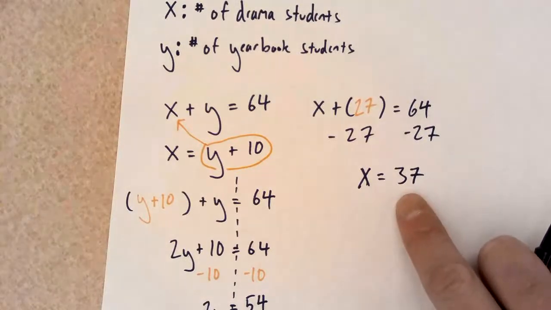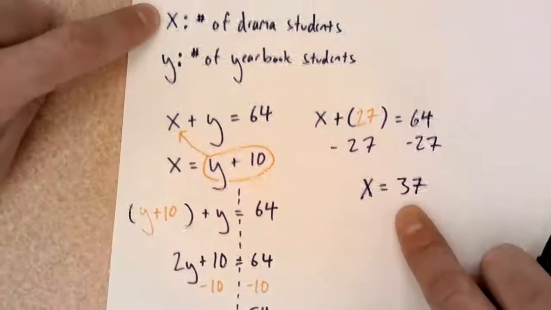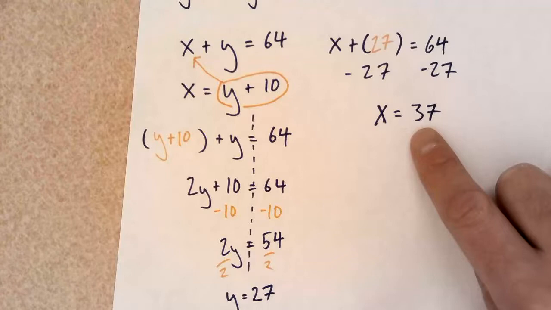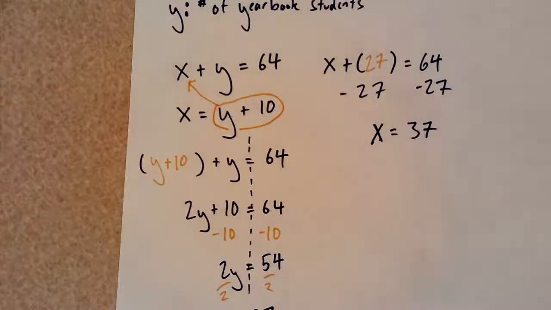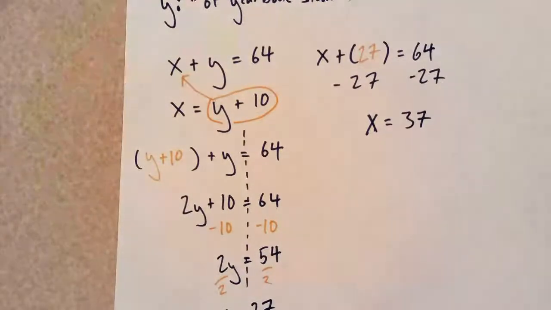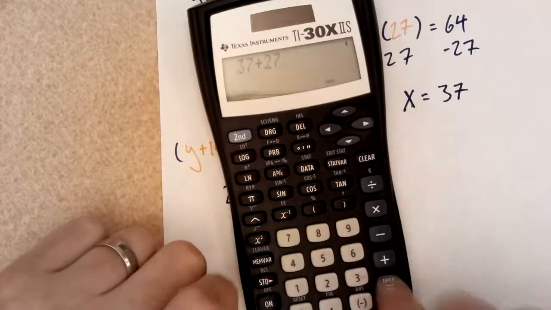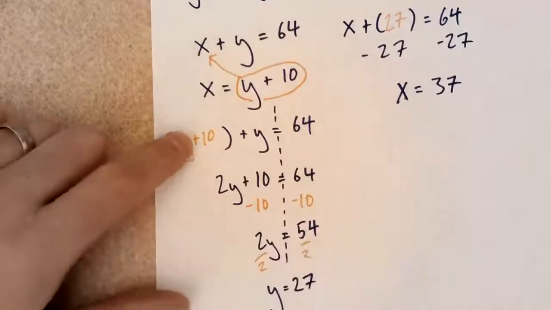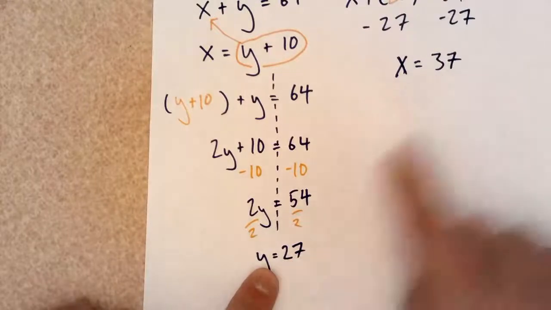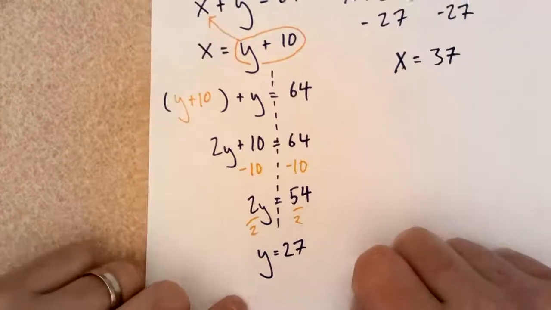So now I know that in these circumstances, there are 37 drama students, and there are 27 yearbook students. And I could do a final check. Let's make sure that they add up to 64. 37 plus 27, do those add up to 64? Let's check here. 37 plus 27. Okay, good. It does add up to 64. And you can tell just by looking at them, 37 minus 27 is 10. So I know that drama is 10 more than yearbook. So this looks good.